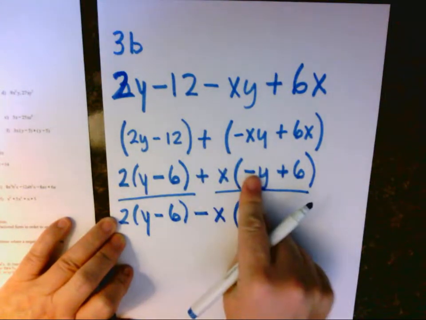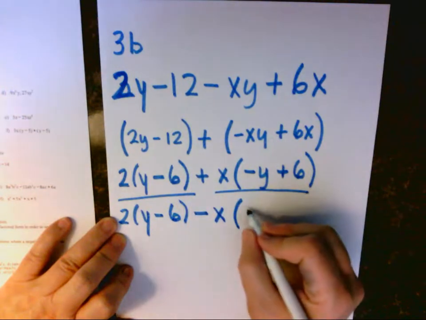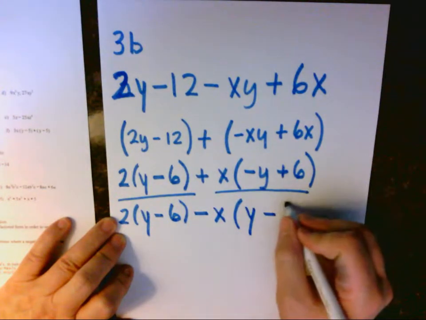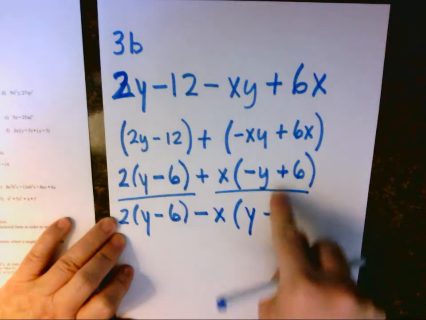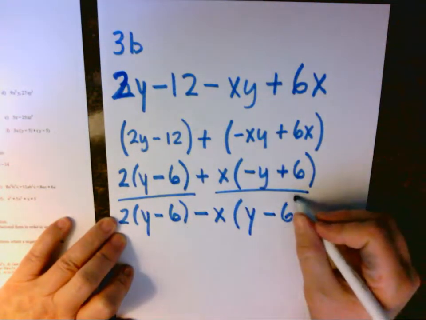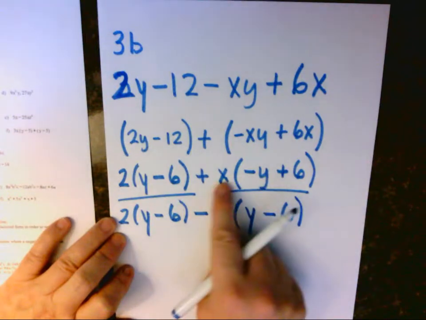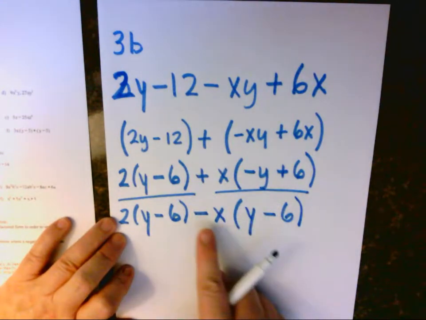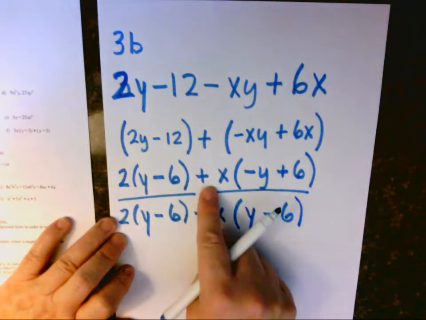If I divide the negative out of here, it makes it positive y. And that would be a negative 6, because the negative times the negative would get us back to the positive. A positive divided by a negative is a negative. So we had to switch the sign. In other words, it's like minus a negative, same as adding.